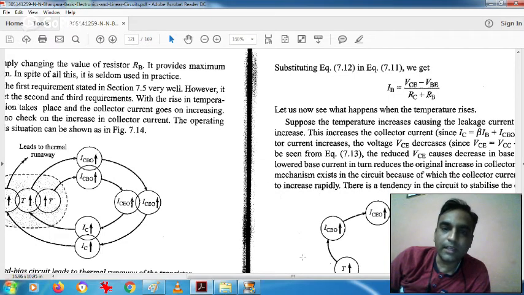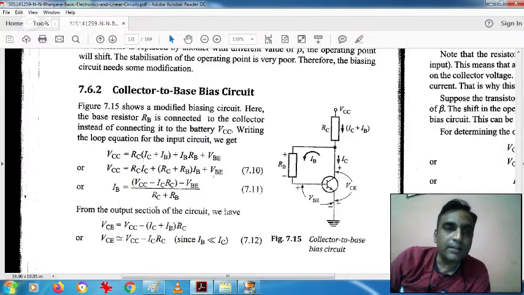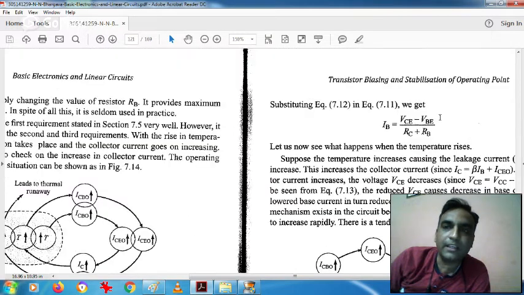So this is the equation of IB that we have written: VCC minus ICRC minus VBE, divided by RC plus RB. Now VCE is equal to VCC minus ICRC. So over here the term VCC minus ICRC is there, so we will replace that term with VCE. Now our equation of IB can also be written as VCE minus VBE divided by RC plus RB.